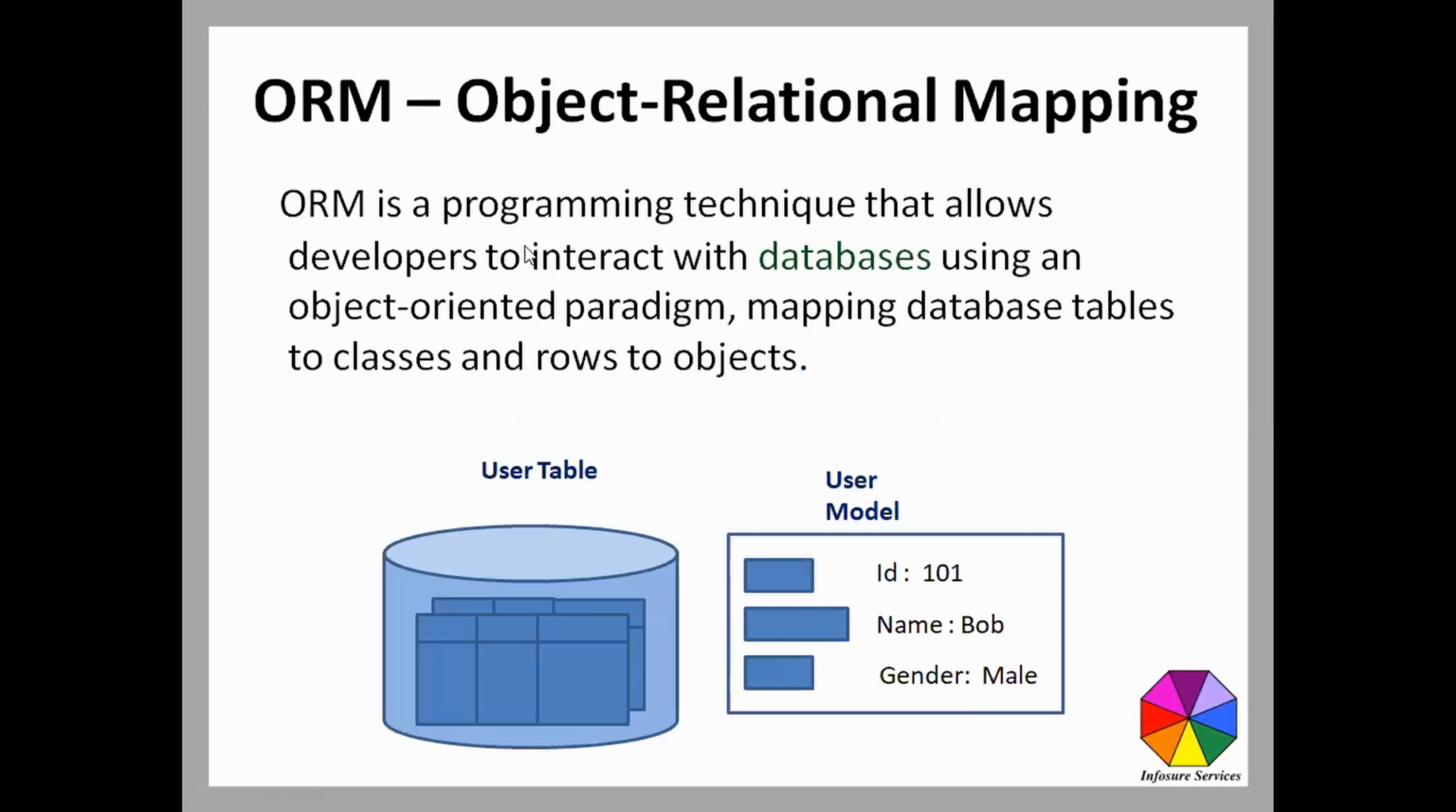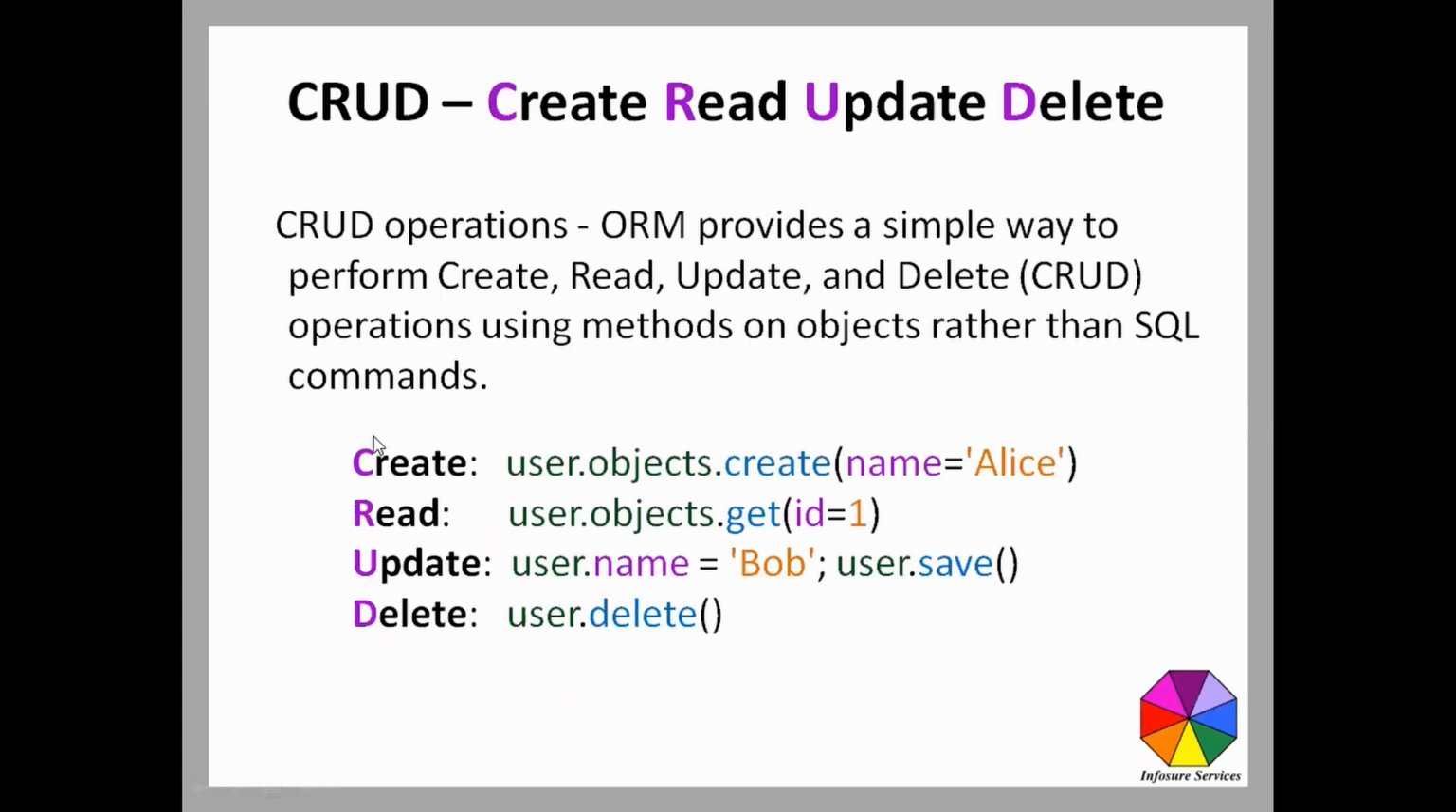So ORM allows developers to interact with databases using an object-oriented paradigm, called object relationship mapping, mapping database tables to classes and rows to objects. So if you have a user table, this is a user model. Same as the columns of the table, the fields are ID, name, gender, for example.